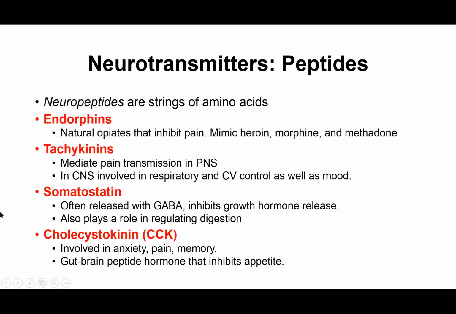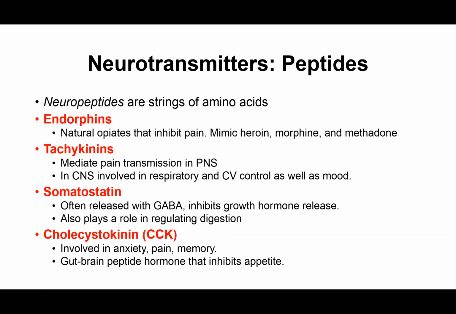The next chemical class of neurotransmitters are peptides. Usually in this context they're called neuropeptides. And these are just strings of amino acids. And so these are things like endorphins, which are basically these natural opiates that inhibit pain and mimic heroin and morphine and methadone. We also have tachykinins, which mediate pain transmission in the peripheral nervous system. And in the central nervous system, they're involved in respiratory and cardiovascular control, as well as the mood of a person.